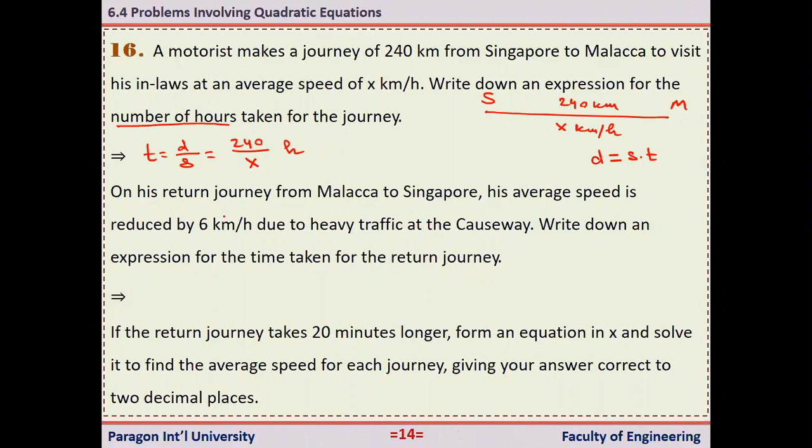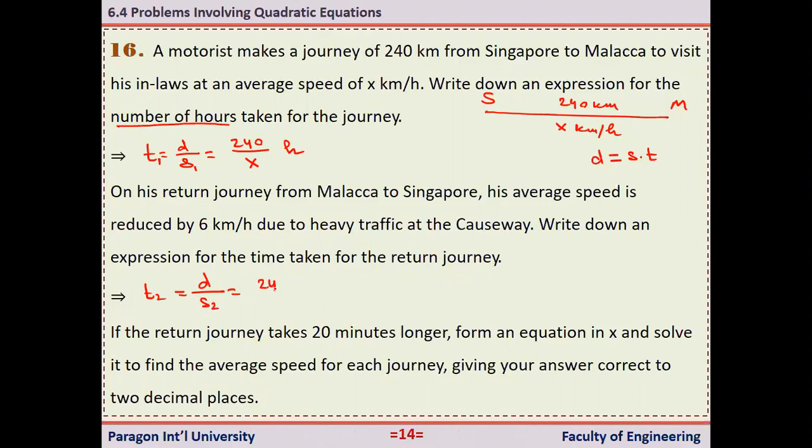On his return journey from Malacca to Singapore, his average speed is reduced by 6 kilometers per hour due to heavy traffic at the causeway. Write down an expression for the time taken for the return journey. Let's say this is t sub 1, and this is t sub 2, and this is s sub 1. Distance is not changing here. That's equal to distance over s sub 2.